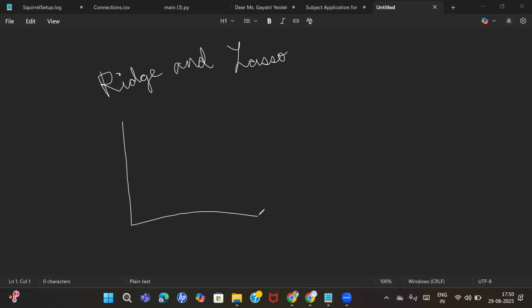Ridge and lasso, we are going to discuss that. But before that, what you have to understand is this is our graph, and this is my x. X is basically the data points, right? This is my data points.